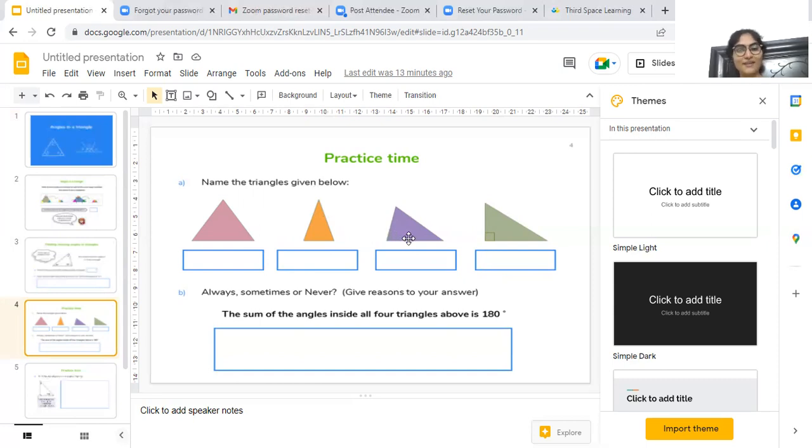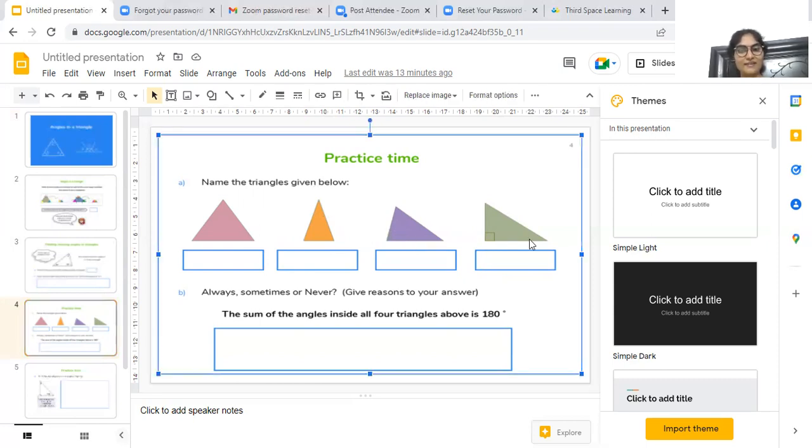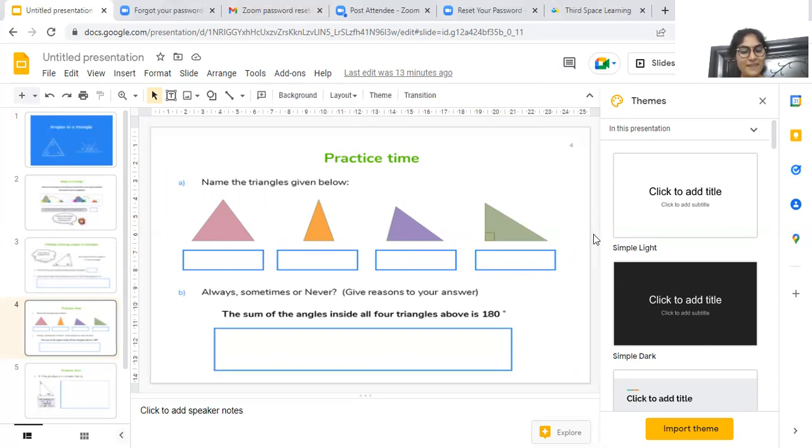What about the third one? Yes, it's a scalene triangle because all the sides are different in length. And what about the fourth one? Here we are given a hint as well. Oh, you got it. Yes, here we are given a right angle. So what can we say? What will be the name of this triangle?